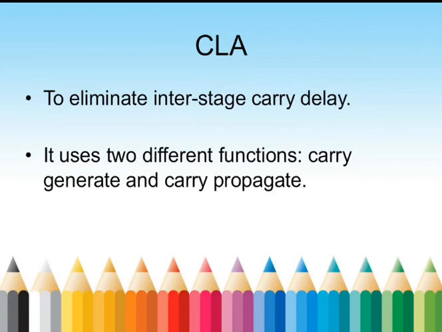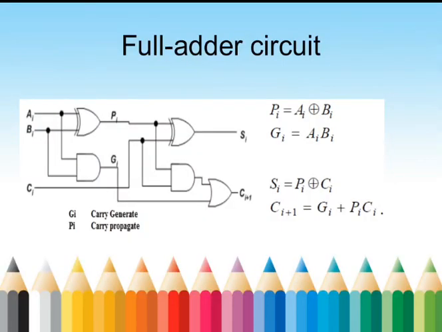Yes, we discuss this by using a full adder circuit. This full adder circuit has Ai, Bi and Ci as the input variables. Si and Ci plus 1 are the output variables. The first stage of the full adder circuit produces the outputs Pi and Gi. The second stage of the full adder circuit produces the outputs Si and Ci plus 1.